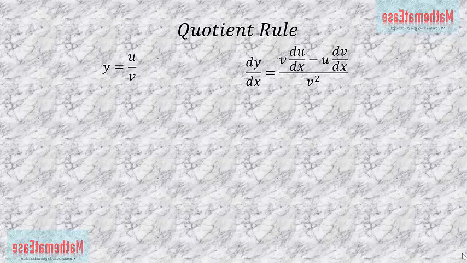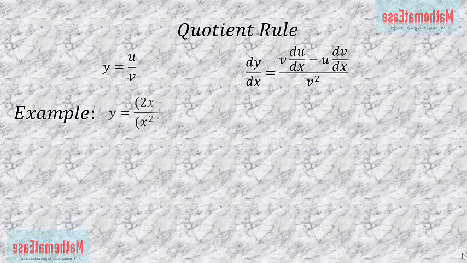I want you to note that if you write u dv/dx minus v du/dx all over v squared, that is wrong. Unlike product rule, quotient rule is strictly v du/dx minus u dv/dx all over v squared, provided your numerator is u and your denominator is v. I want you to note that one.